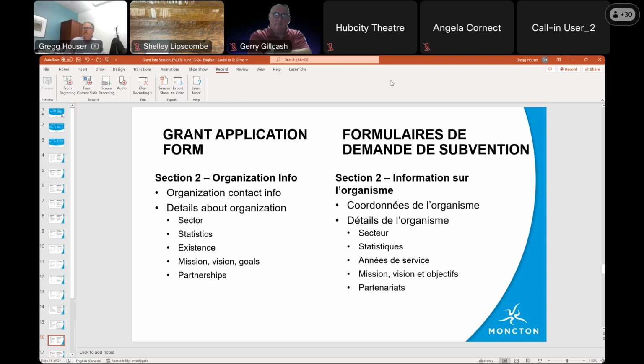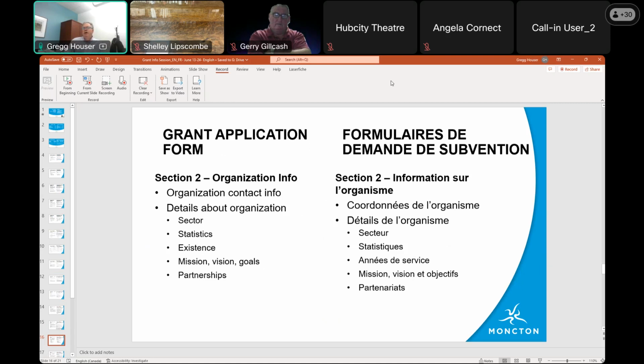Details, what sector are you in? So are you in the recreation side? Are you in social inclusion? Are you in culture? If you're applying for a major multi-year, how long have you existed for? Basically a little bit of background about the organization, your missions, visions, goals, partnerships.